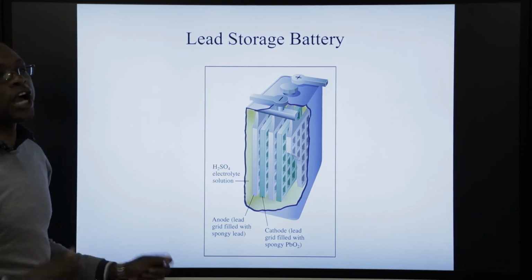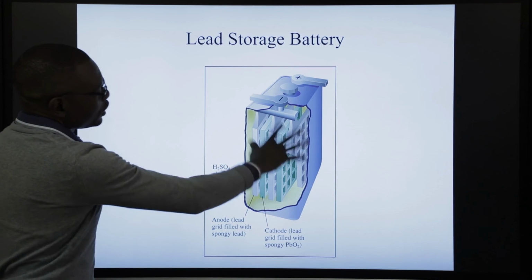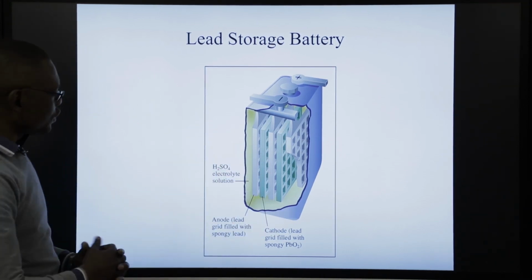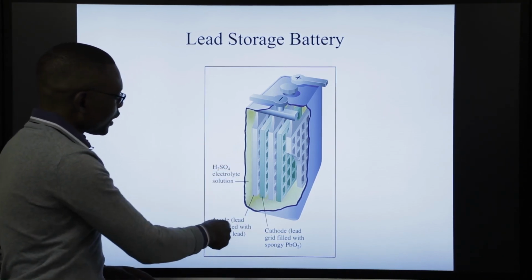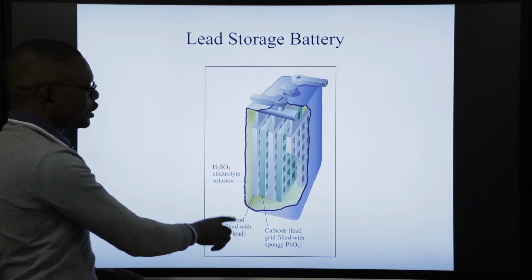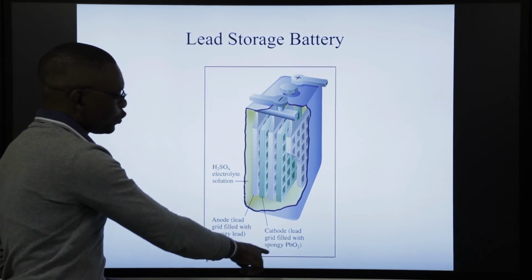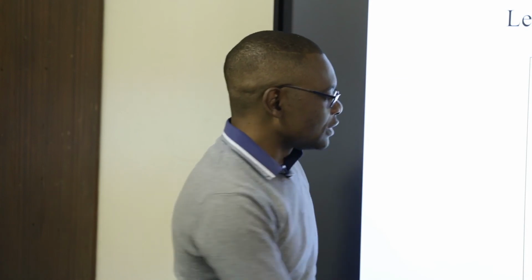That's why you are able to charge them and use them, and then when they get used up, you recharge them again. So this is a simplified look into one of the batteries, and see how they make use of the electrolyte solution. And look at the anode, the lead grid filled with sponge lead, while the cathode is a lead grid filled with spongy lead oxide. So do you see that we've got two different electrolytes, sulfuric acid and lead oxide?